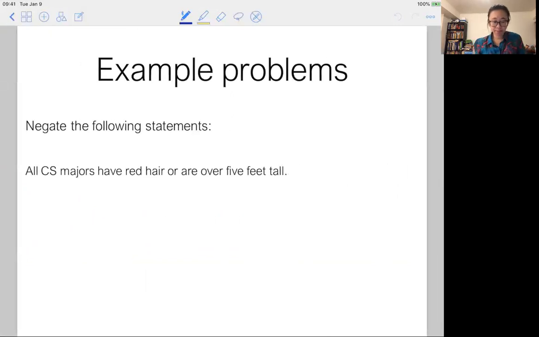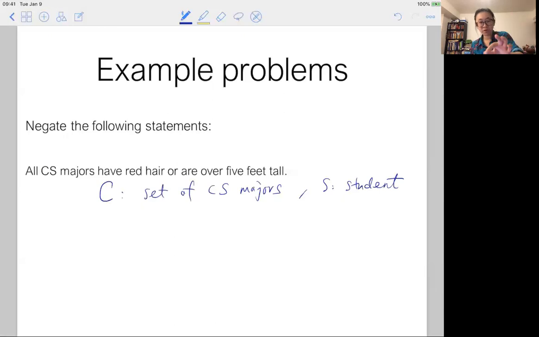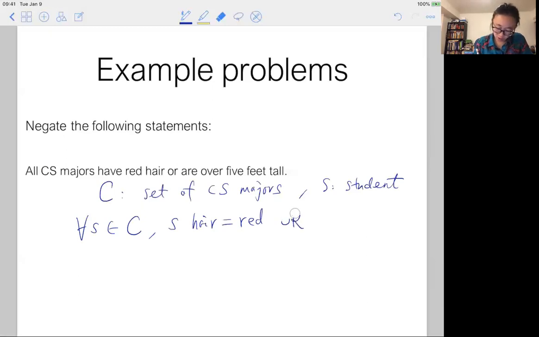Now let's get to the next one. All CS majors have red hair or are over 5 feet tall. Again, I'm going to use capital C to be the set of CS majors, and S is a student. When you say for all majors they have red hair or are over 5 feet tall, that means for all students S that are CS majors, S's hair is equal to red, or, and I'm going to use this symbol, the height of S is bigger than 5 feet.